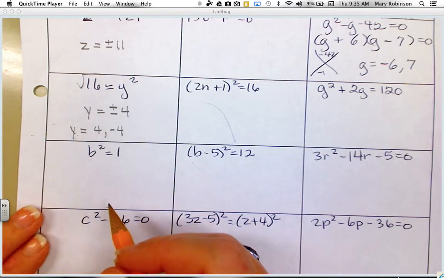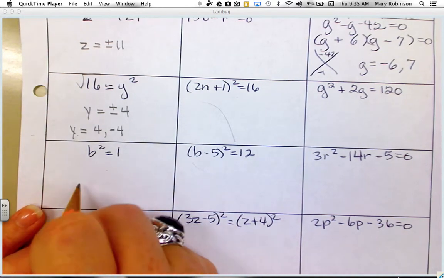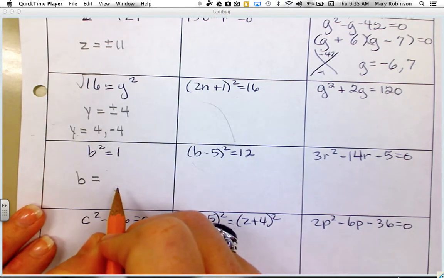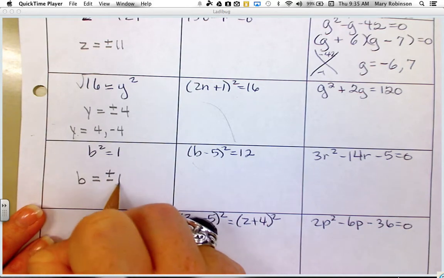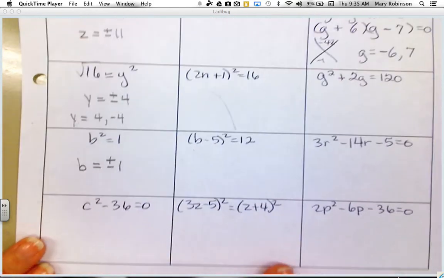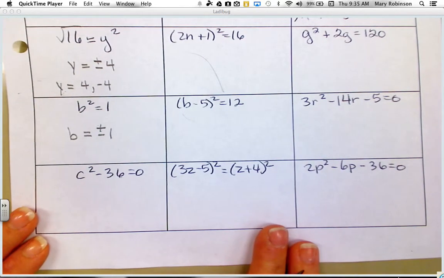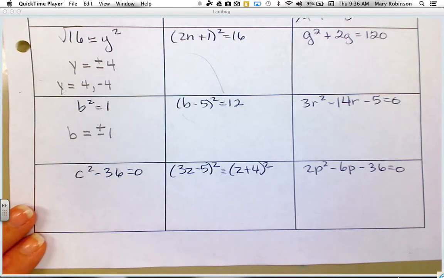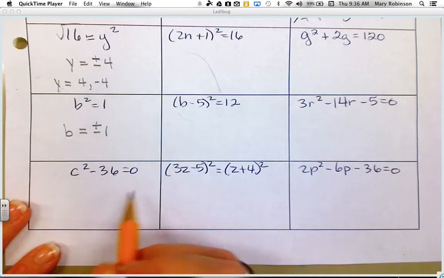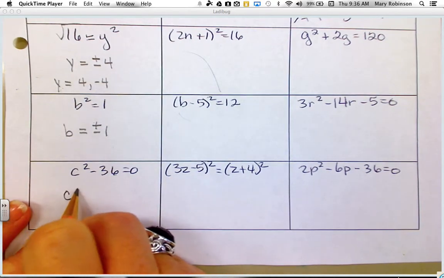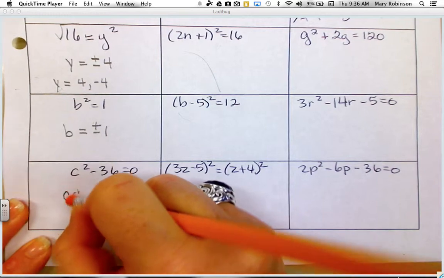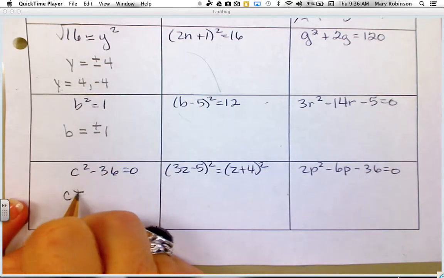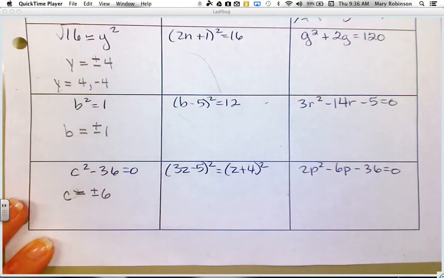B squared equals 1. Caitlin? Positive and negative 1. Good. So that's why we say inspection, because we really don't have to do any work. We can just inspect it, which means to really look at it and think about it and go, well, yeah, I know the square root of 36, so I can find my two values. And lastly, Jakia, c squared minus 36 equals 0, so c is equal to 6 and, good job, positive and negative 6.